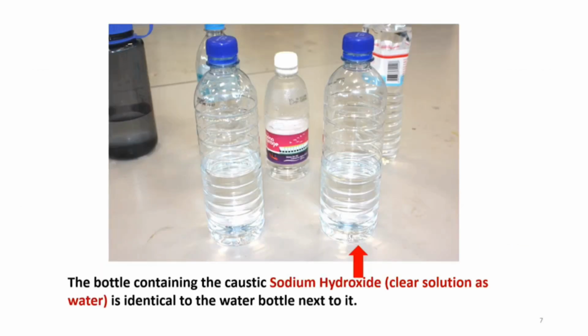And poor Seiri could also cause safety hazard. For example, sometimes we bring along our personal belonging to the chemistry lab. In this case, the bottle containing the sodium hydroxide actually looks identical to the water bottle next to it. If we accidentally take the wrong bottle for drinking, serious accident could happen.